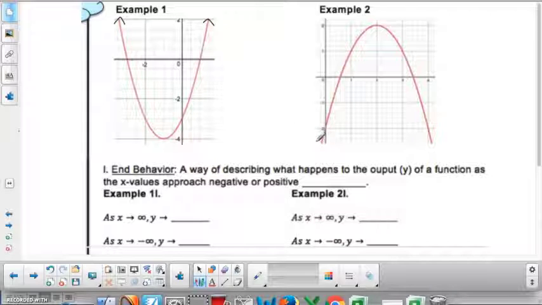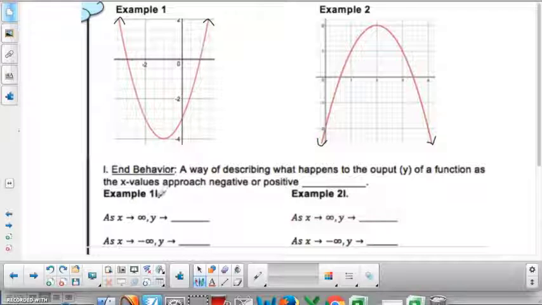So what we try to do, whoops, that's ugly. What we try to do to compensate for that is give what we call end behavior. Basically it's just a way of describing what's happening at the very edges of these graphs. So how it's read is it says as x approaches infinity, y approaches what?